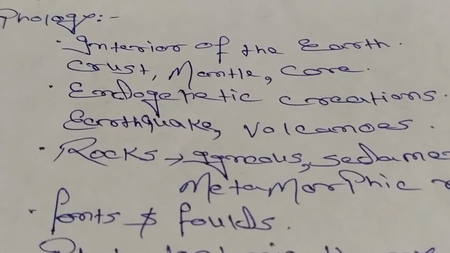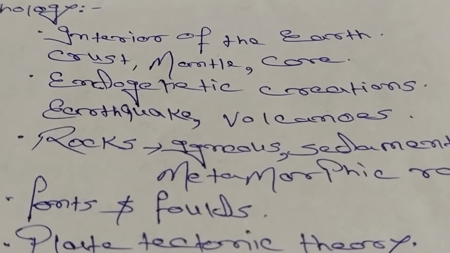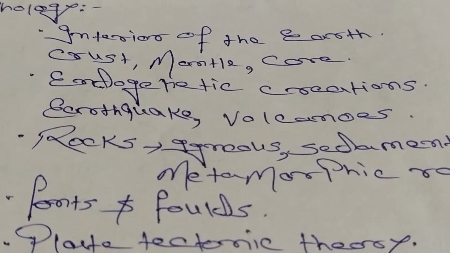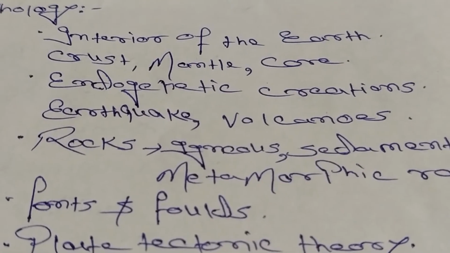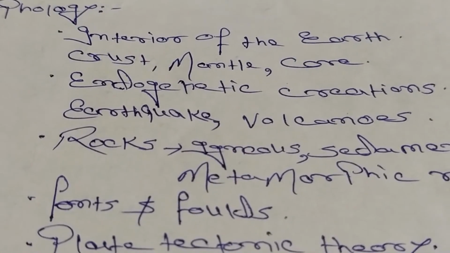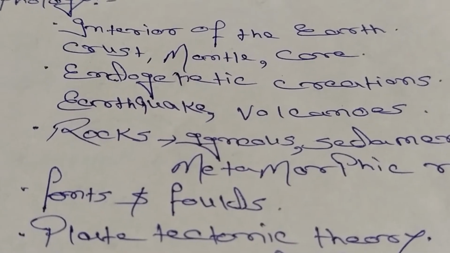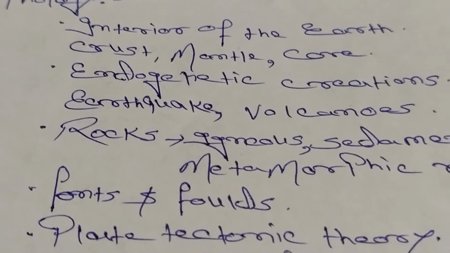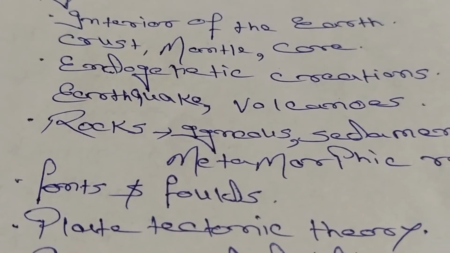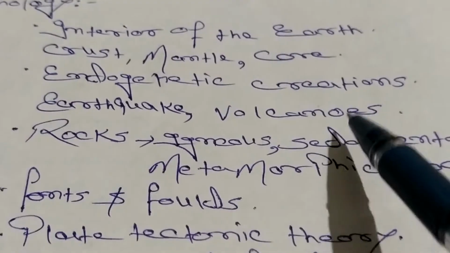Okay friends, due to endogenetic forces like temperature and pressure, earthquakes and volcanoes arise on the surface of the earth. Earthquakes originate when plates strike each other, that is conservative, divergent, and convergent. The scale by which the intensity of an earthquake is measured is called the Richter scale, and the Mercalli scale is used to measure the damage due to earthquakes. The plates of the earth are found in the stratosphere above the mantle.